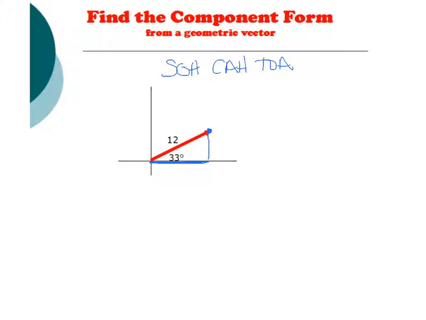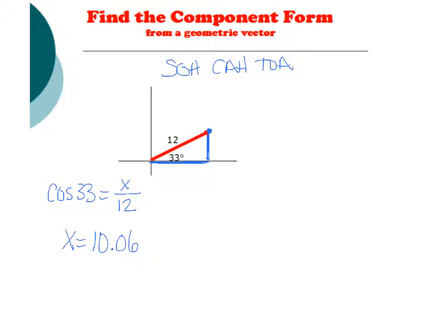To find the horizontal component, I'm going to take the cosine of 33 and set it equal to, I'll call it x over 12. Multiply both sides times 12. I'm going to my calculator here. Make sure you're in degree mode. And you go cosine 33 and multiply it by 12. It looks like my x value, or my horizontal component, is 10.06.